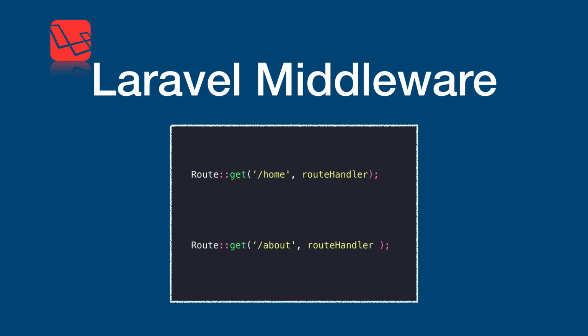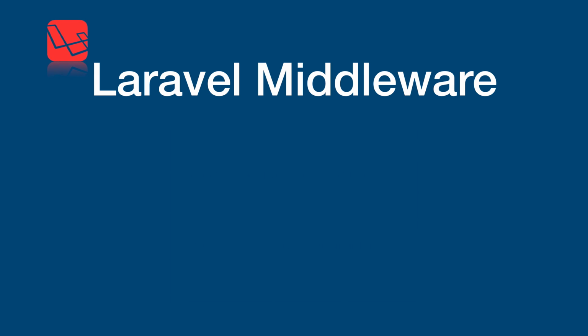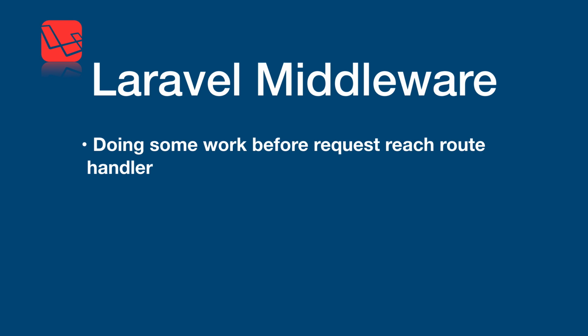So a route handler is a method which is called corresponding to the route URI. Every route has a route handler. So when will we need this route handler? When you want to do something before the request reaches the route handler.